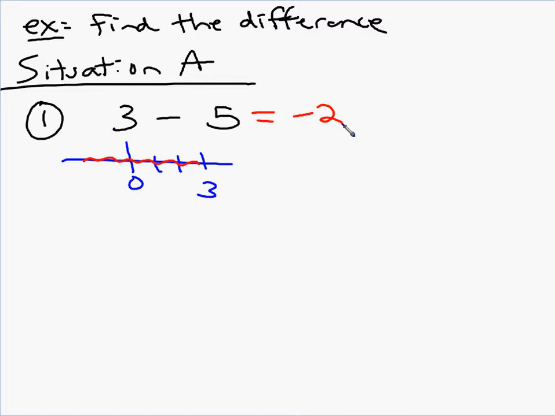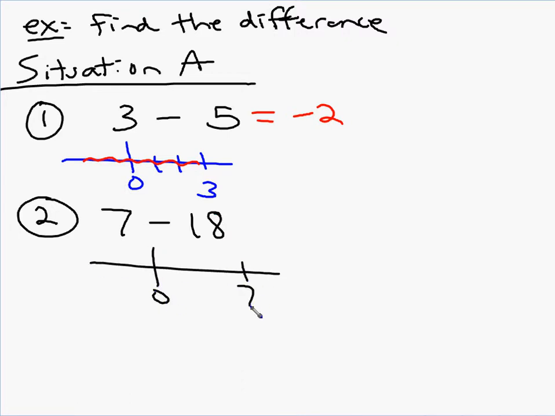All right? Let's do another one like that. How about 7 minus 18? You're starting at positive 7 and going to the left 18 units. Where am I going to be? Very good. Negative 11. Okay? That is what I call situation A. That's the first type of problem you'll see. The next situation, situation B.